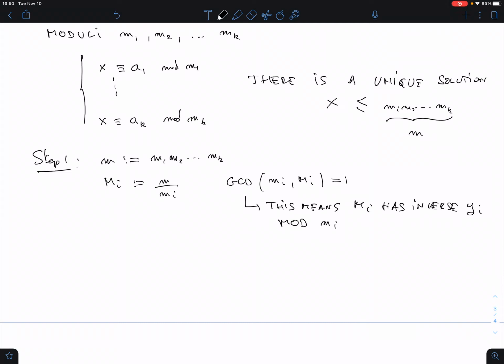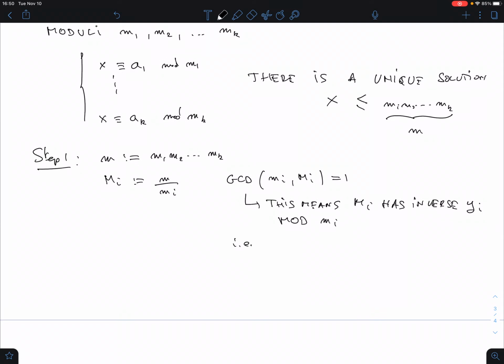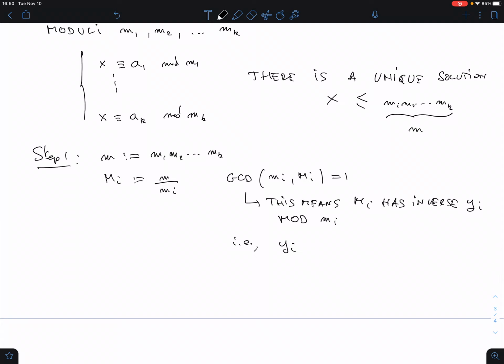So what does this mean? I'll write it out: this means that if you do yi times capital Mi, you get 1 mod little mi. You still following with me? Well, that's perhaps already step 2. Step 2 is finding this one. You'll see, this is a calculation. Remember, how do you calculate the inverse modulo?